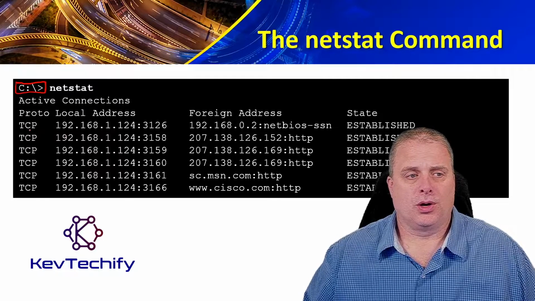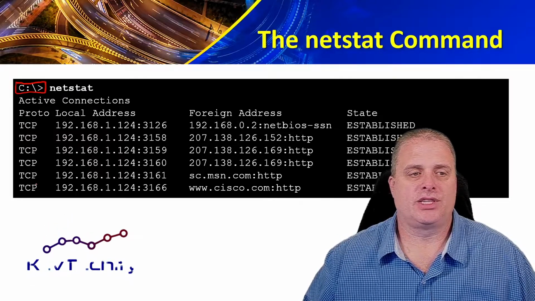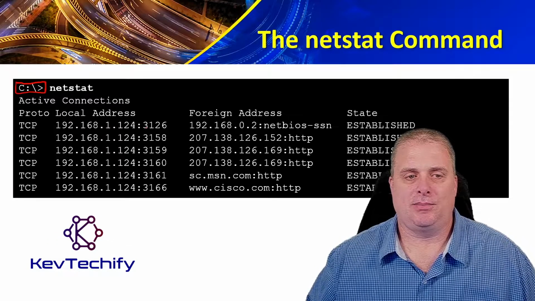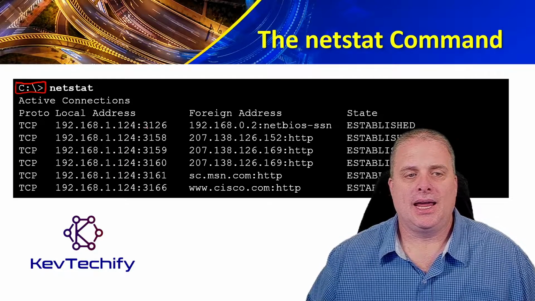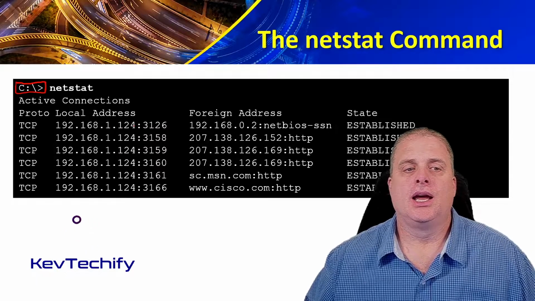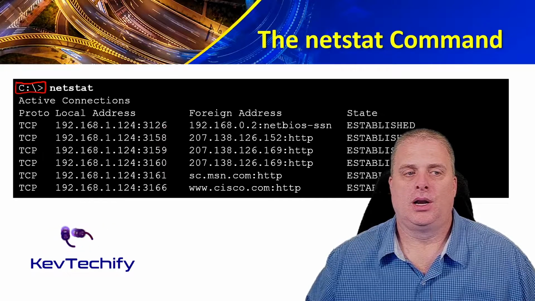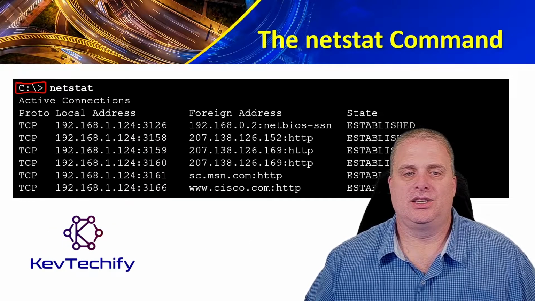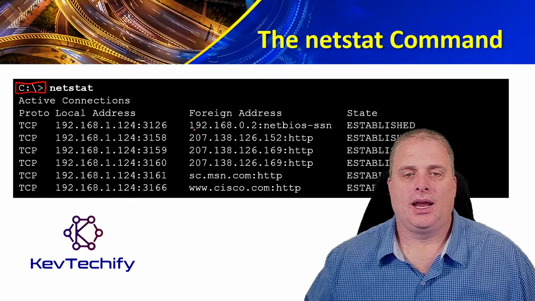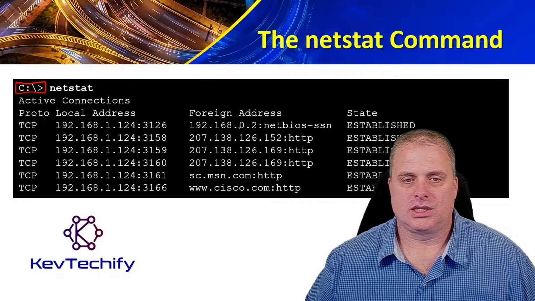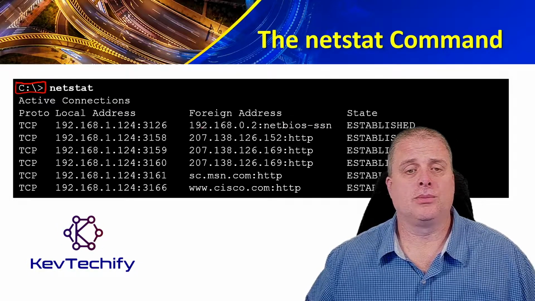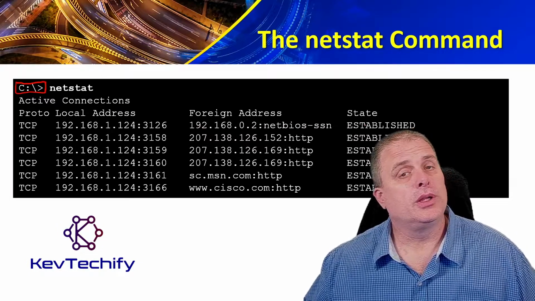It's going to give us the protocol. These are all TCP connections that we have established. The local address is the local address of our computer. And notice we have a socket pair here. We have an IP address, and once again, the IP address is a layer 3 IP address. And then we have the layer 4 logical port number. And so this socket is connected to this foreign address or destination socket pair. And it's connected to 192.168.0.2 NetBIOS SSN. That has something to do with our local network. That's probably a good thing.